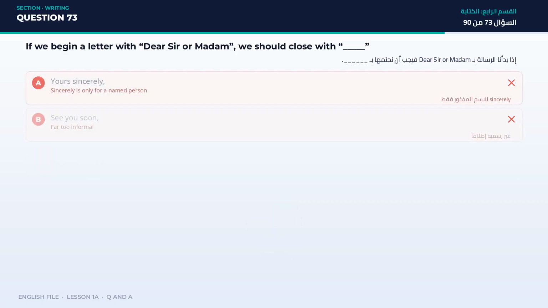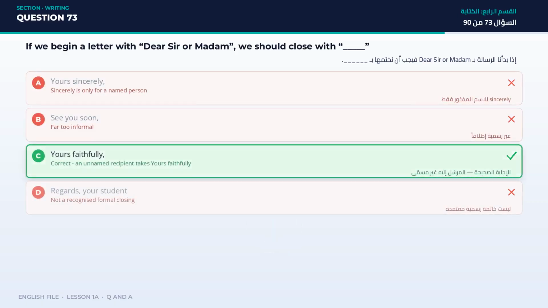The answer is C, yours faithfully. An unnamed recipient takes yours faithfully. Not A, sincerely is only for a named person. B, far too informal. D, not a recognized formal closing.